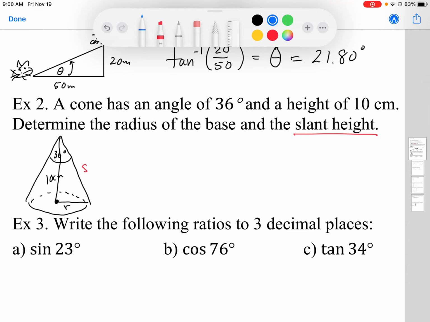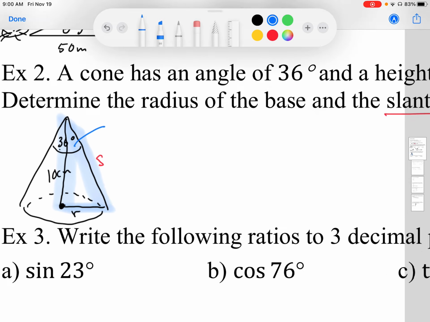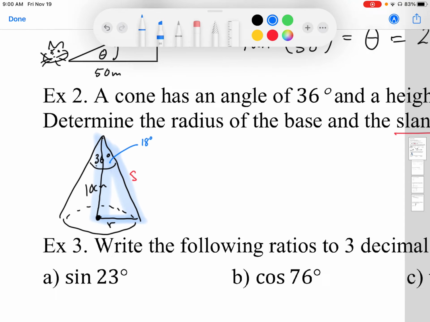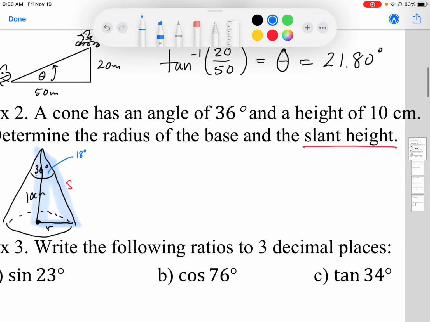So to do that, I need to use that right triangle. I'm just going to highlight this right triangle here. But to do that, I need the angle inside here, which is not 36 degrees because I split that 36 degrees in half. So that angle is 18 degrees. So that's the angle that I need to work with. I have an angle, I have a side length, and I have an unknown side length that I'm solving for.